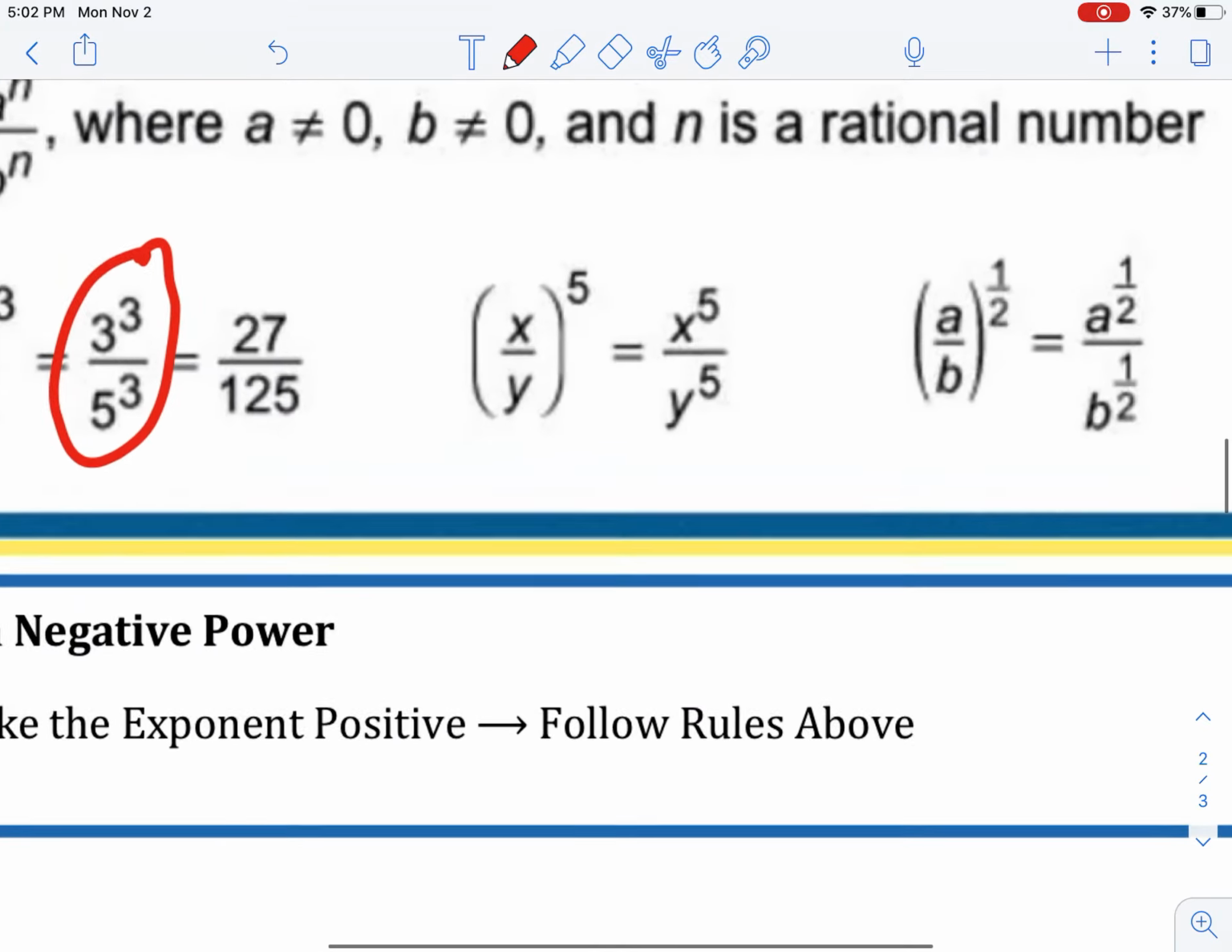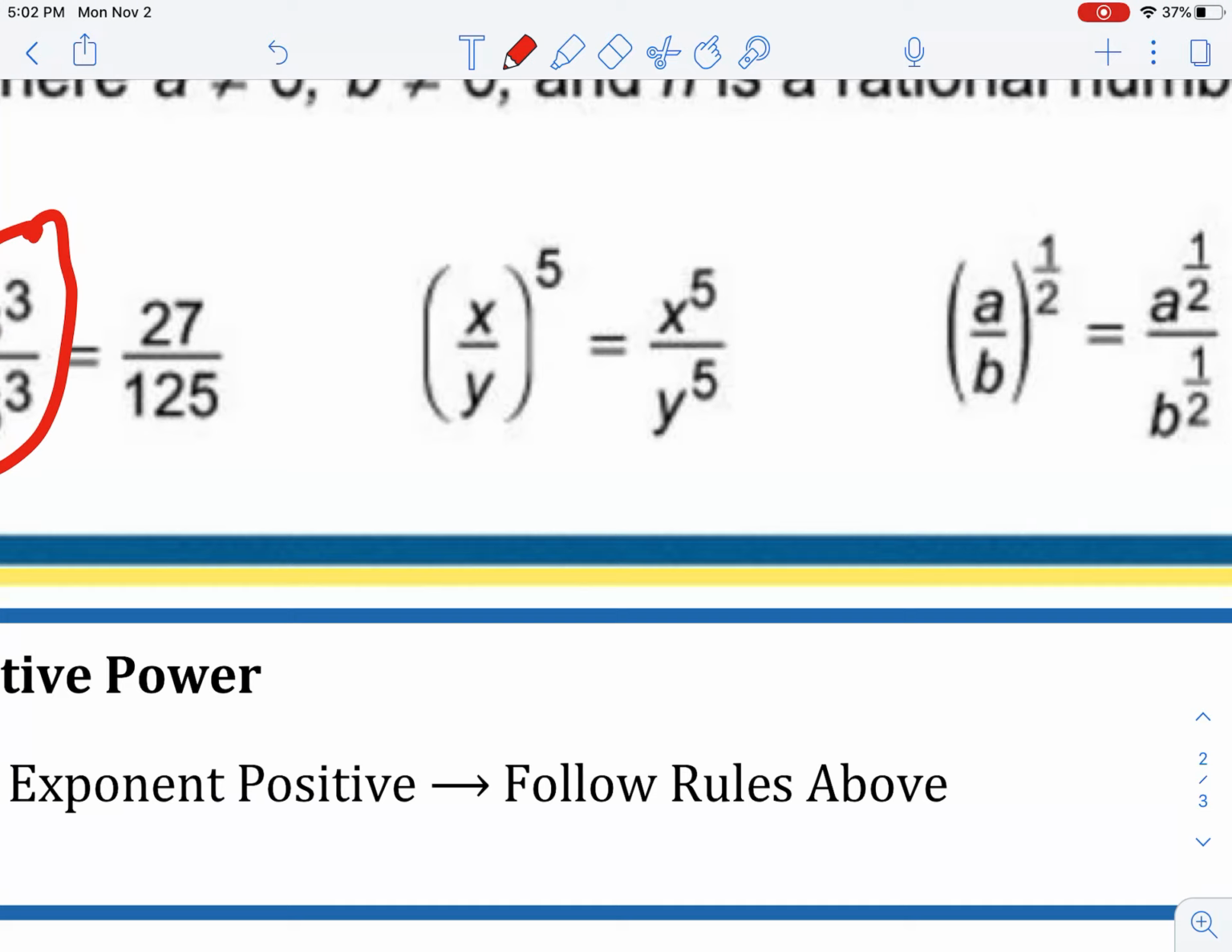Same with the variable example they gave us here. X over y to the 5th power means the x is to the 5th power and the y is to the 5th power. Again, think like you're doing distribution. So we get x to the 5th power over y to the 5th power.